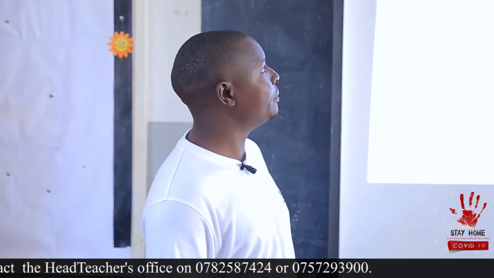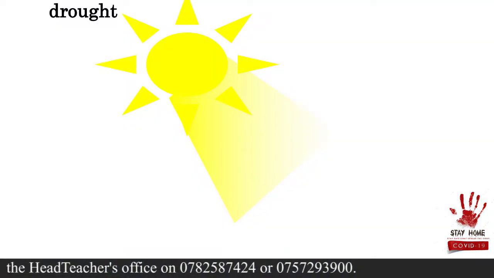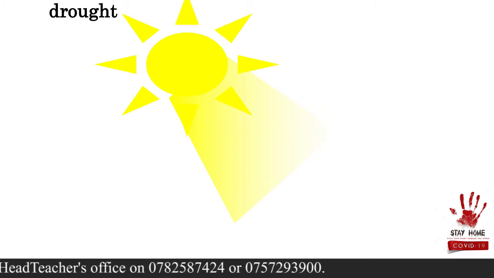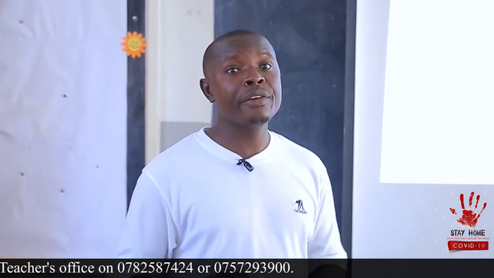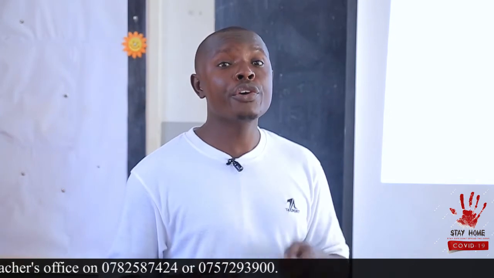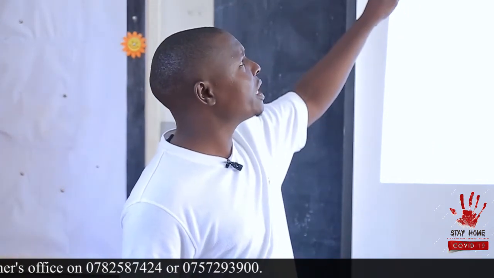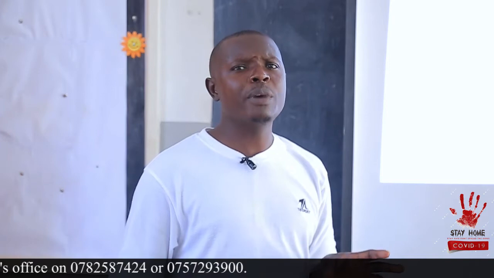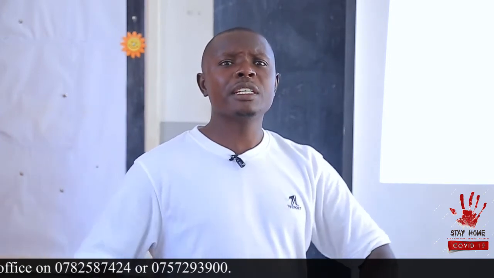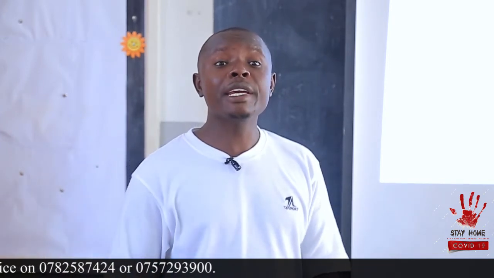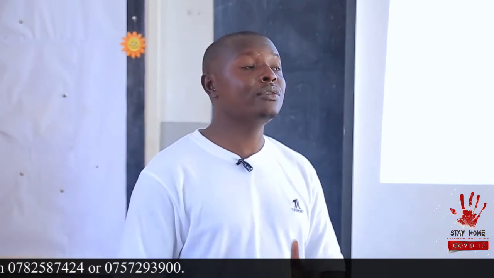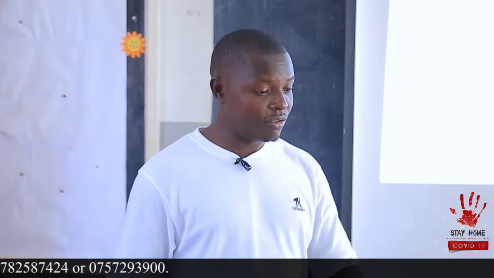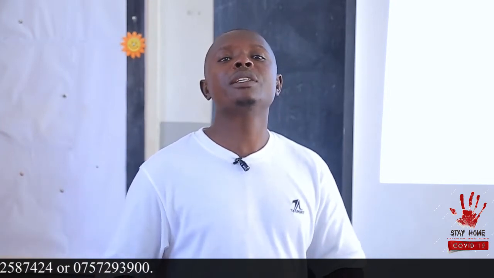Let's look at another one. Drought. Drought is a period of too much sunshine with little or no rainfall. How does drought affect food production or the food path? Drought leads to drying of crops in the garden. The crops are going to dry if there is too much sunshine, because there is no water in the soil, so they will be destroyed.